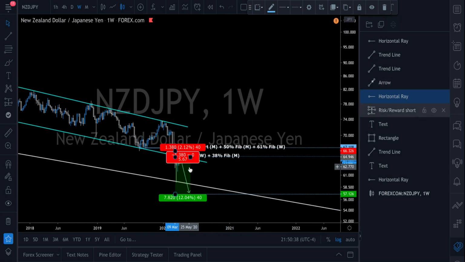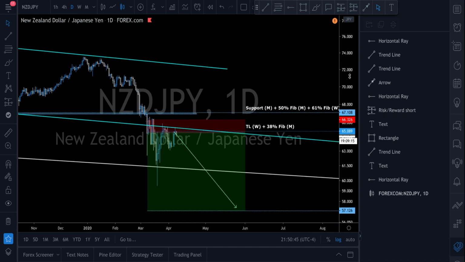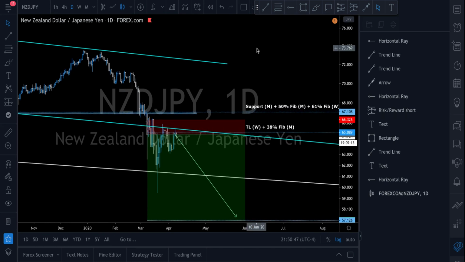And as you can see here, this is a 1 to 5.7 risk to reward ratio. If we take a deeper look at what's happening right now, we can see that it did actually trigger a buy order for this particular pair. So right now we're just going to be monitoring it.